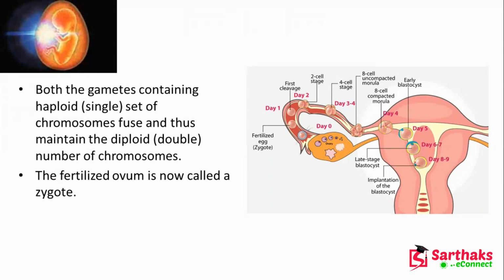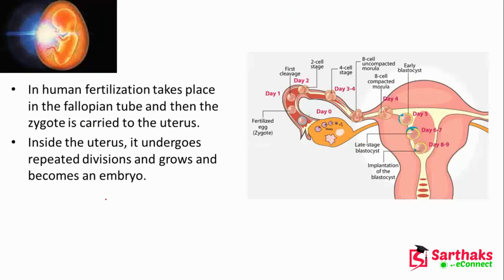Here both the gametes, containing a haploid set of chromosomes, fuse and thus maintain the diploid, double number of chromosomes. You can see that 23 and 23 from the mother and father make a total of 46 chromosomes. The fertilized ovum is now called the zygote.